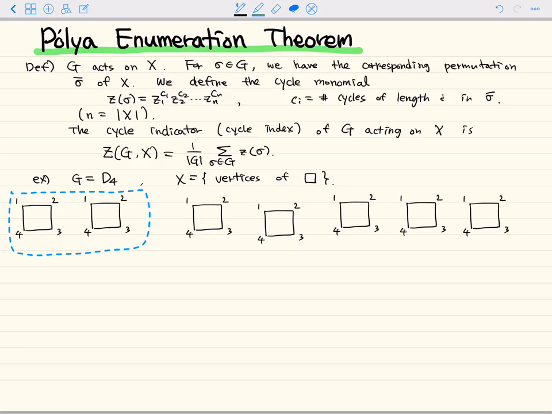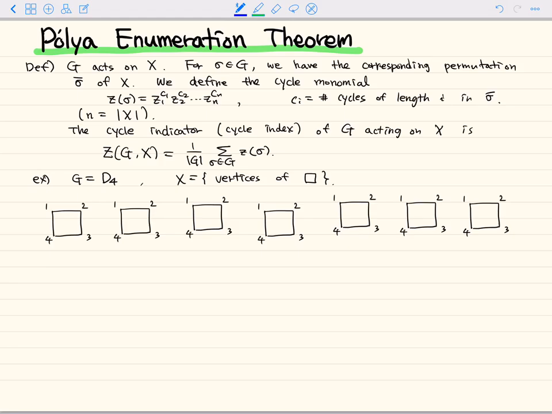And we can visualize the group action. So this is nothing, we do nothing. And here is rotation 90 degree. So identity, 90 degree, 180, 270, and we flip along this line, this line, this line, and this line. All right. So there are 8 elements in D4.